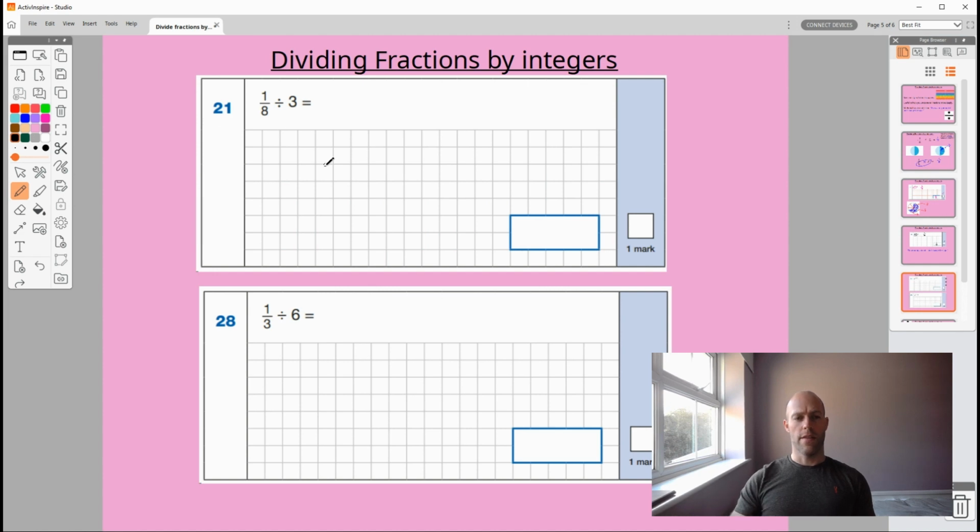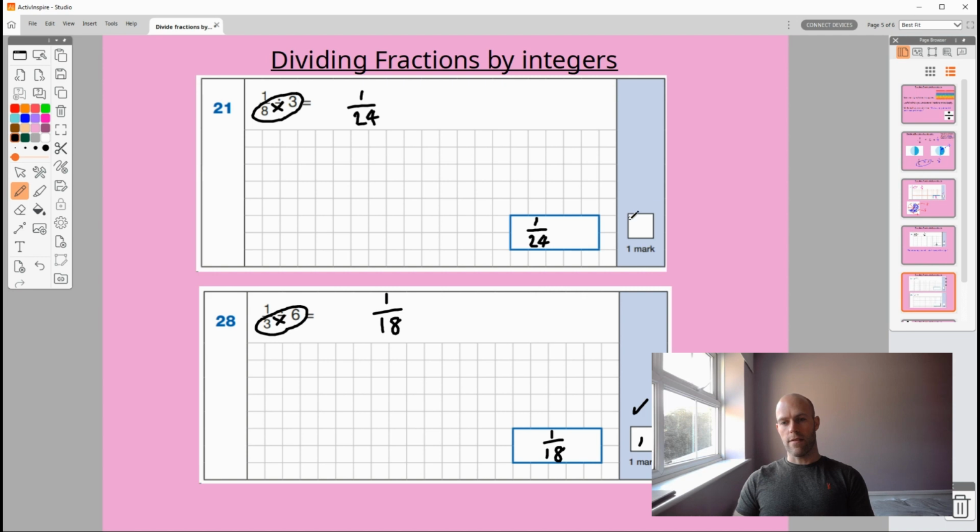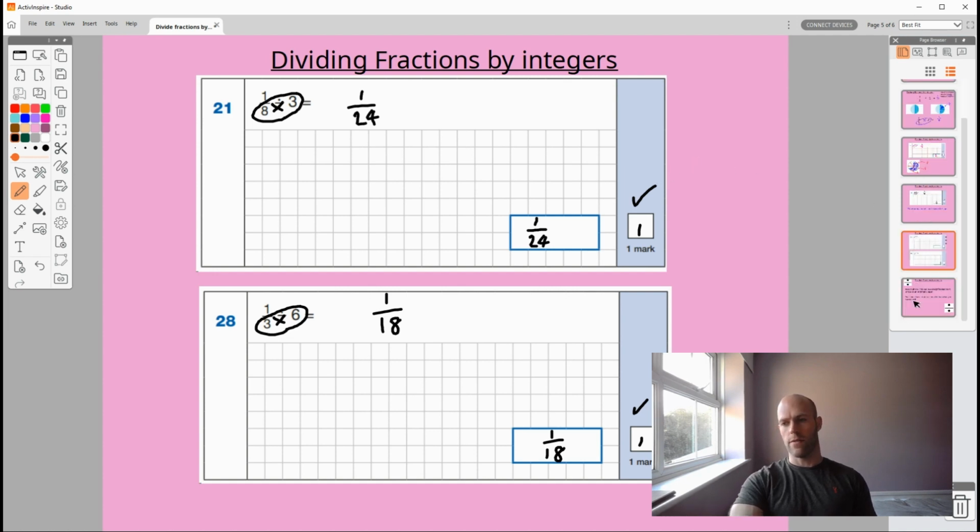2 quick ones here. This is from a different paper actually, but it's now 1/8 divided by 3. Same thing applies, draw a ring around this. Each of those 8s is being split into 3 equal pieces. So we have 1/24, 1 over 8 times 3, 1 over 24. It's unlikely that you're going to have to simplify these, but you might have to. 1/3 divided by 6. Again, draw a ring around it. Got to know your times tables. 3 times 6, 1 over 18. It is that simple. Don't overcomplicate it if we don't need to. We're just going to draw a ring around it, change the sign, leave the numerator alone. That's it. That is literally it for dividing fractions by integers.